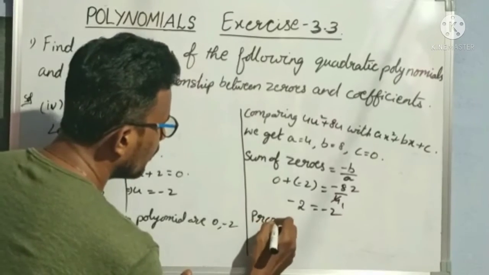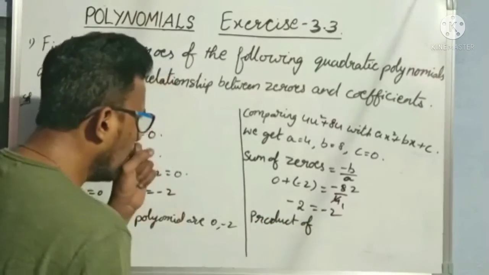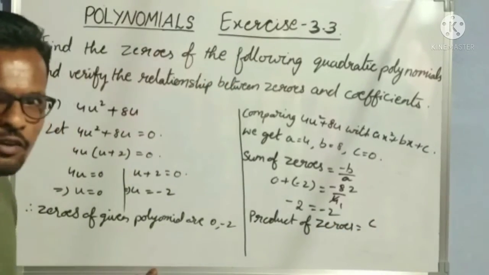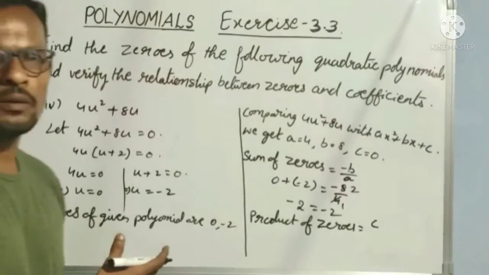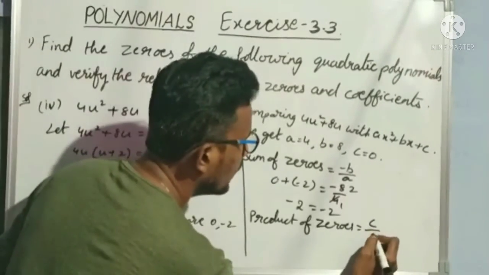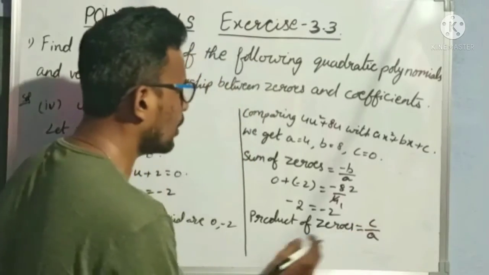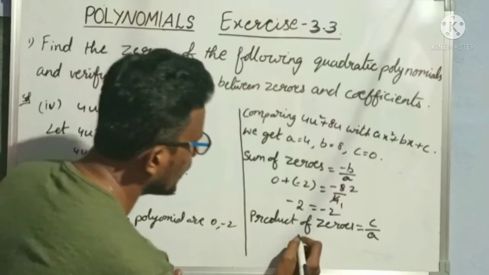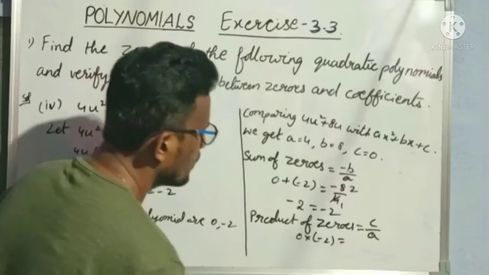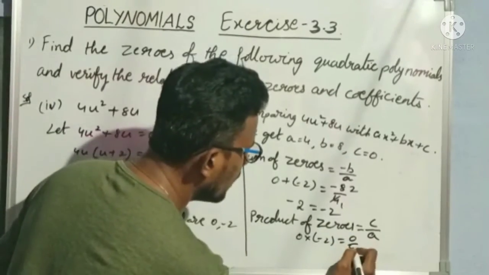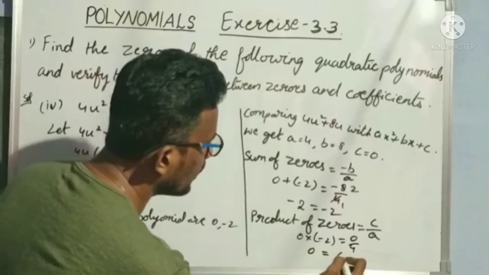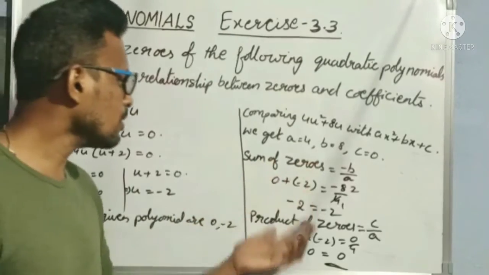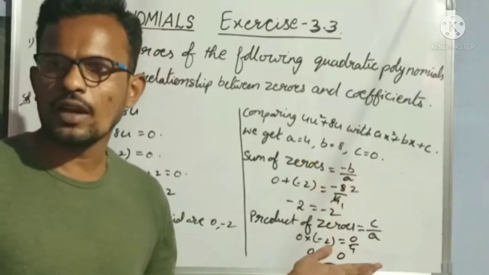Next we want product of zeros. So product of zeros is equal to, what's the formula for product of zeros? Now only I have said, no. Good. C by A, right? So C by A is the product of zeros formula. So what are the zeros we are getting here? 0 and minus 2, right? So 0 into minus 2 is equal to, so here C by A, so 0 by 4. So 0 into anything is 0 and 0 by anything is also 0. So 0 is equal to 0, right? So we have got the sum of zeros and product of zeros as equal even if I apply the formula.